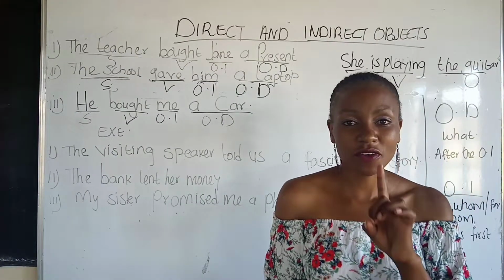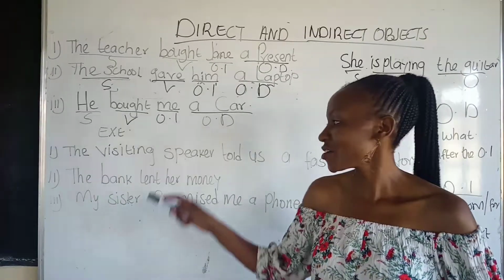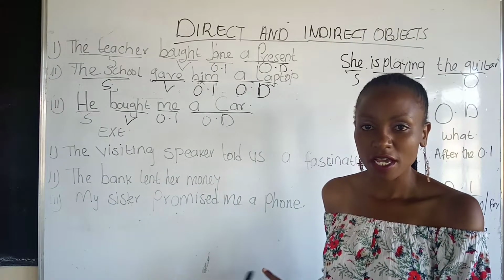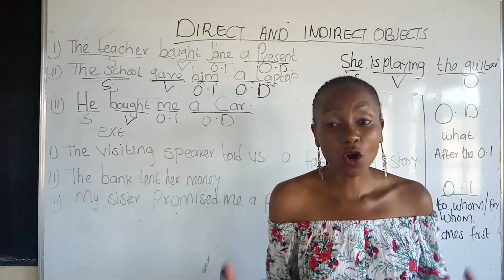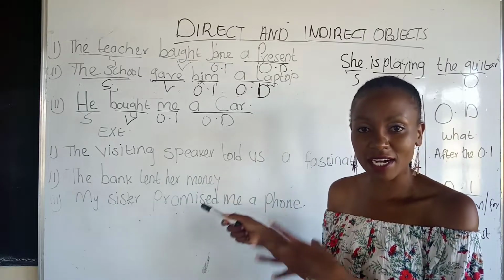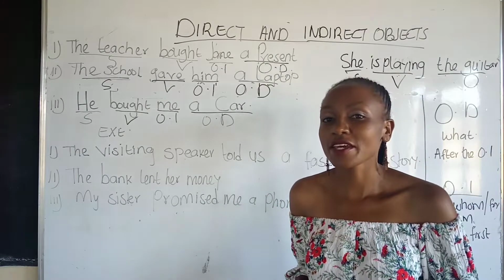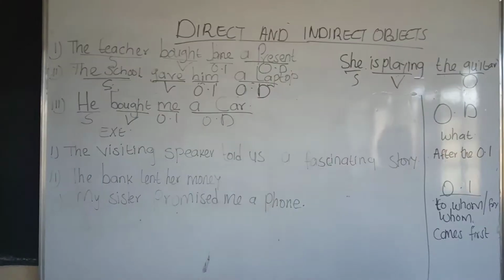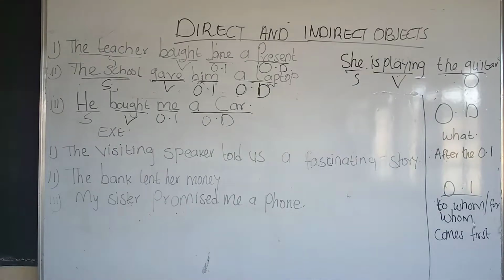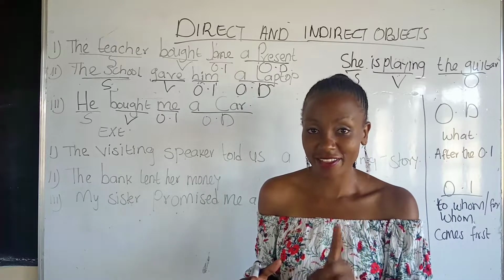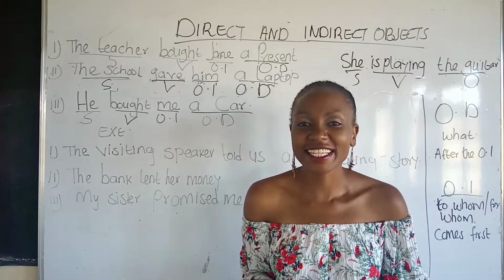I want you to pause your video for a minute and then try to identify the direct object and the indirect object. You can analyze the sentence as a whole, having the subject, the verb, direct object, then the indirect object. Let's see whether you're right. Okay, now let us do it together to see whether you did the right thing. But I'm sure you did the right thing.